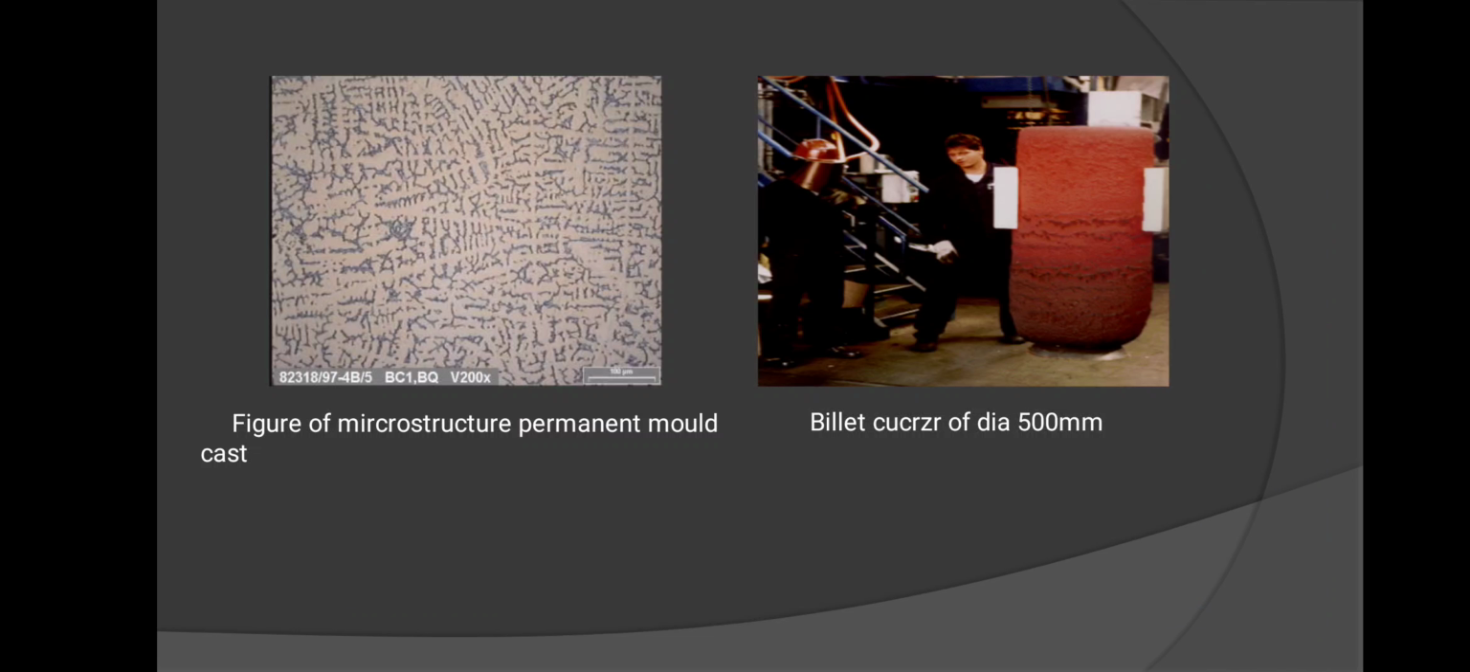The left figure shows the microstructure of a permanent mold cast, which is formed after the spray deposition on the surface, and the right side figure shows a workpiece or a billet which is CuCoZr, which is of diameter 500 mm.